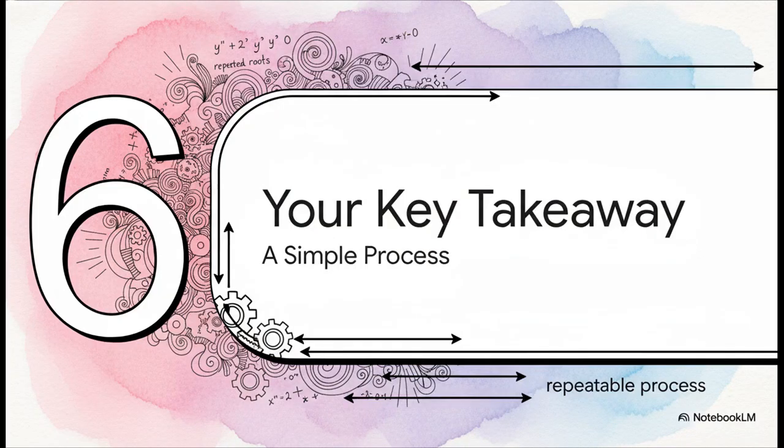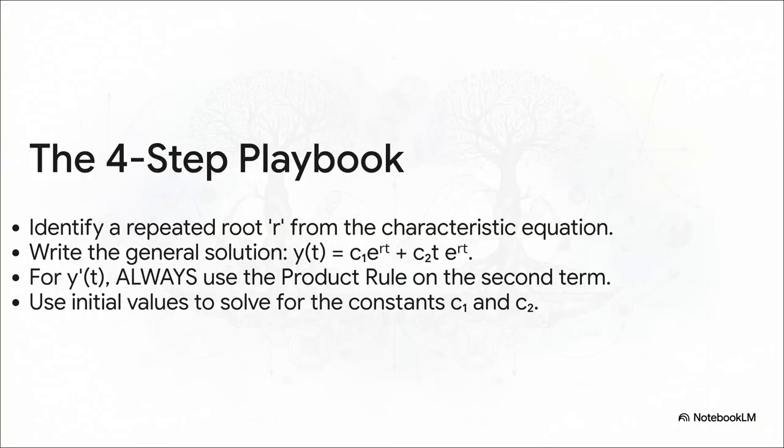Okay, we've gone from the why to the how to the what if. Let's take a step back and boil this all down to a simple checklist you can use every single time. Here's your 4-step playbook. 1. Find your root and make sure it's actually repeated. 2. Immediately write down the general solution using the multiply by t rule. 3. And I'll say it one more time, if you need the derivative, always use the product rule on that second term. And 4. Use your initial conditions to solve for your constants. That's the whole process, right there.